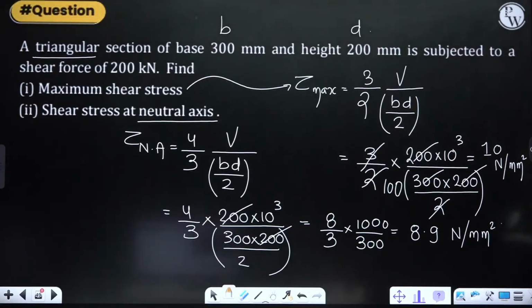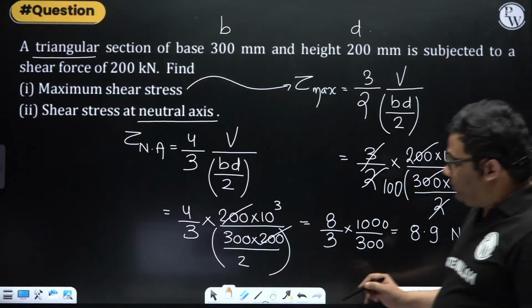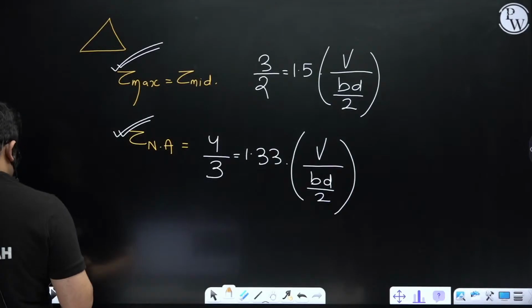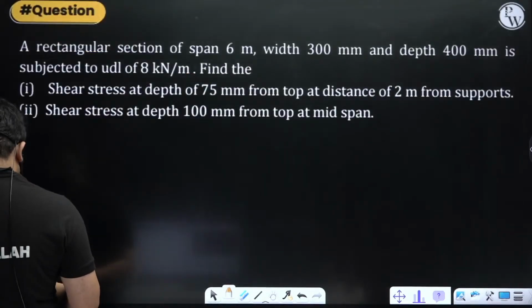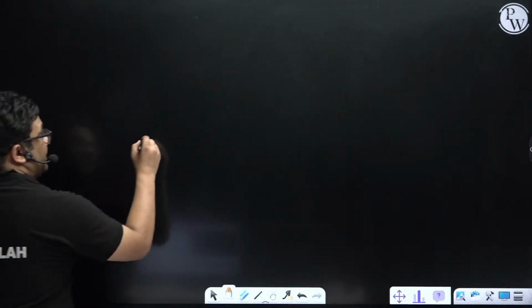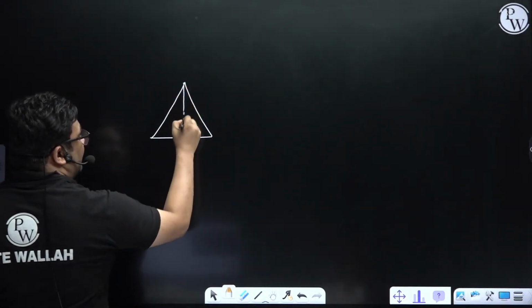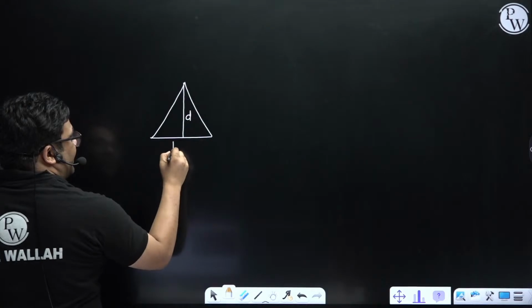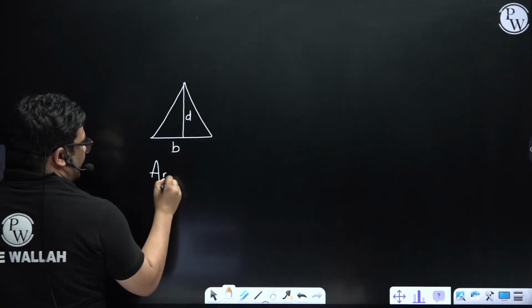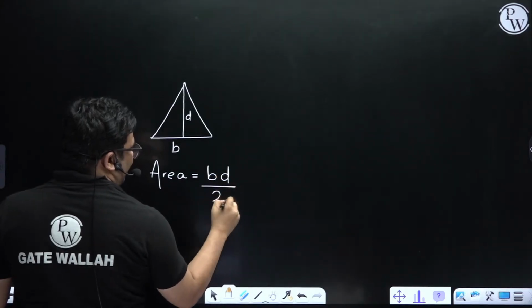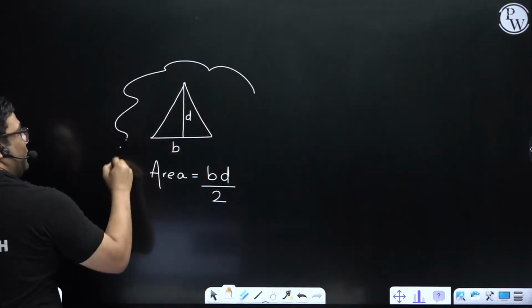Okay. Like in childhood, now we have studied. Okay. In childhood where others were studying, we might be sleeping, na? So in childhood we have studied, right? That in a triangle, the area is what? BD by 2. But some people were sleeping at that time in childhood where the teacher was teaching. Okay. So in childhood we have known this.